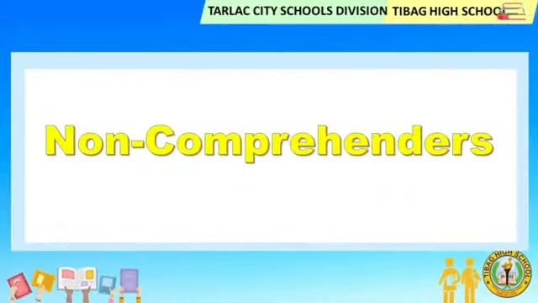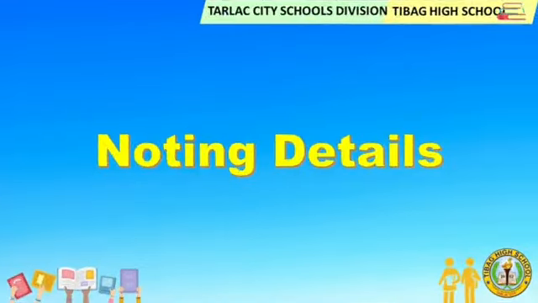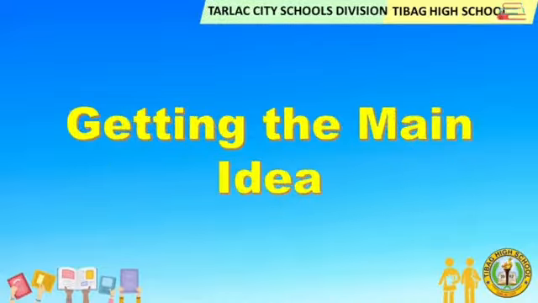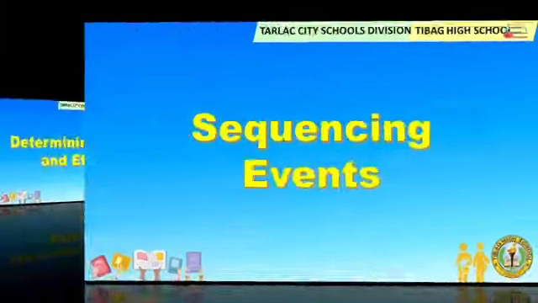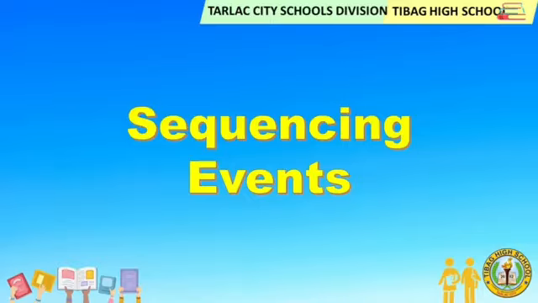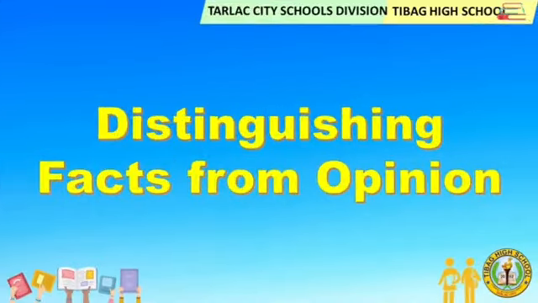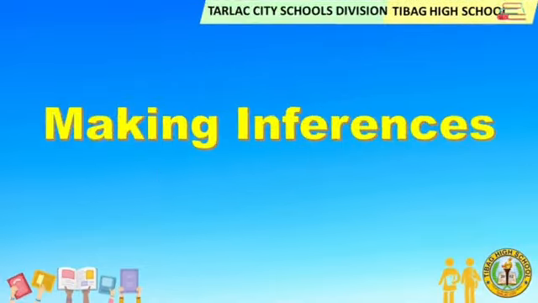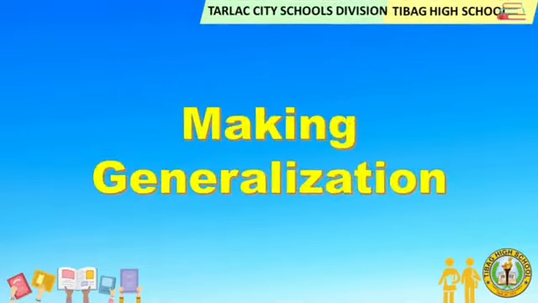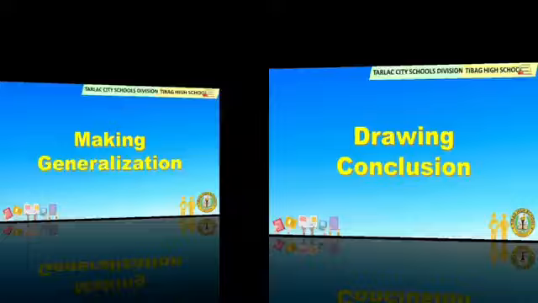For non-comprehenders, the 9 reading strategies are: first, noting details; second, getting the main idea; third, determining cause and effect; fourth, sequencing events; fifth, distinguishing facts from opinion; sixth, predicting outcomes; seventh, making inferences; eighth, making generalization; and ninth, drawing conclusions.